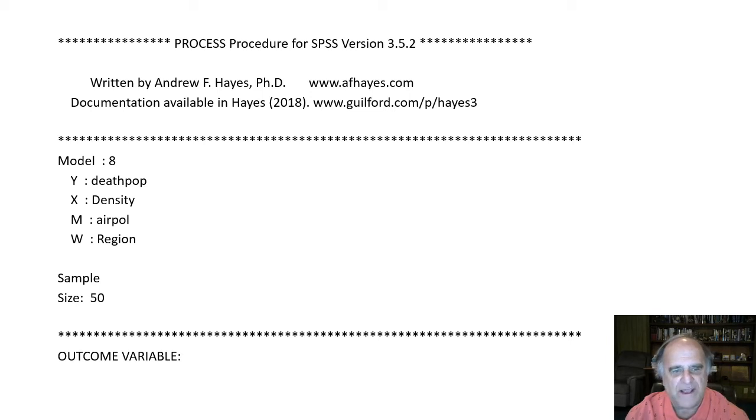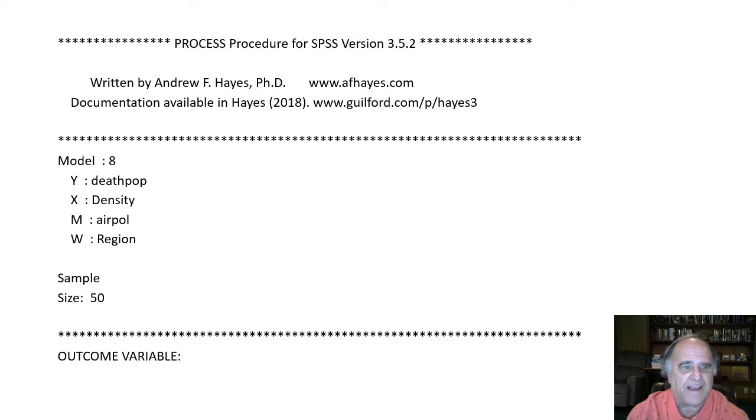And again, because this is Model 8, region will be moderating the effect of density on air pollution and also the effect of density on COVID deaths. So it'll be moderating those two relationships. And the final outcome variable again is deaths in the population, or COVID deaths. So this is Model 8.